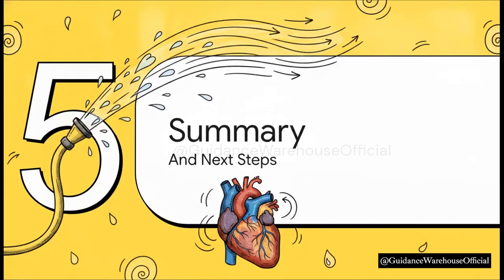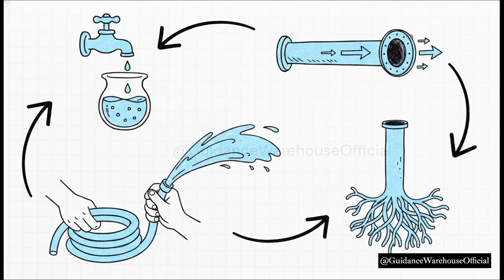Which brings us to Section 5, Summary and Next Steps. Before we wrap up, let's quickly review the key points you need to take away from this explainer. First, flow rate is simply the volume of fluid moving over time. Q equals V over T. Second, flow rate depends on both the cross-sectional area and the fluid's velocity. Q equals A times V.